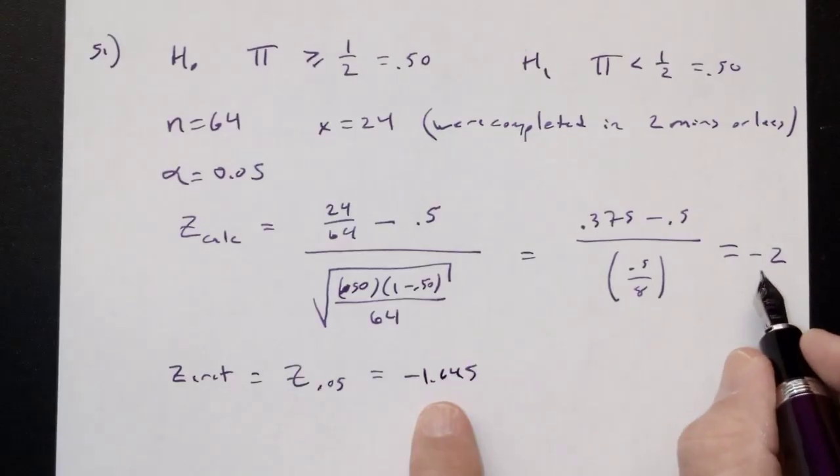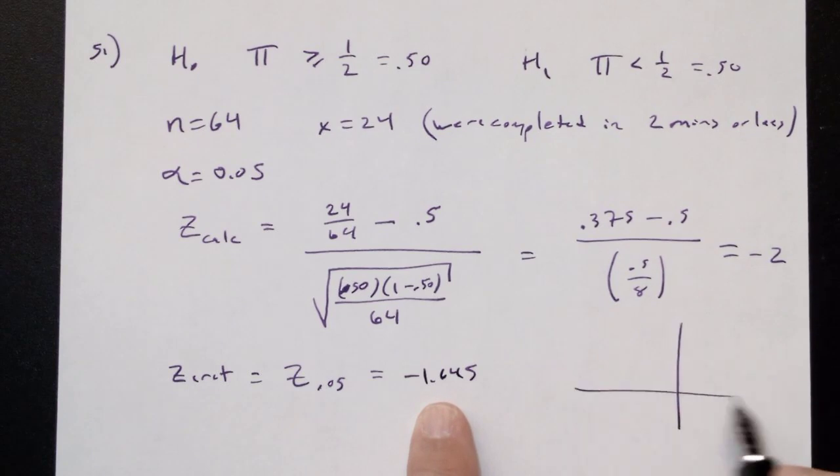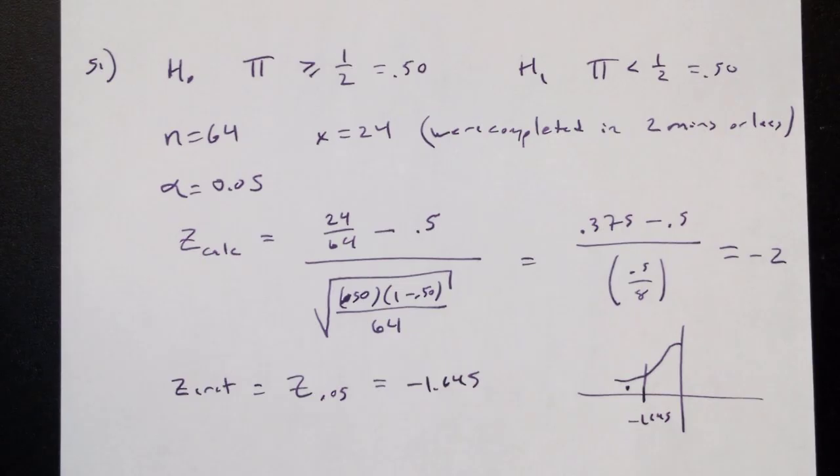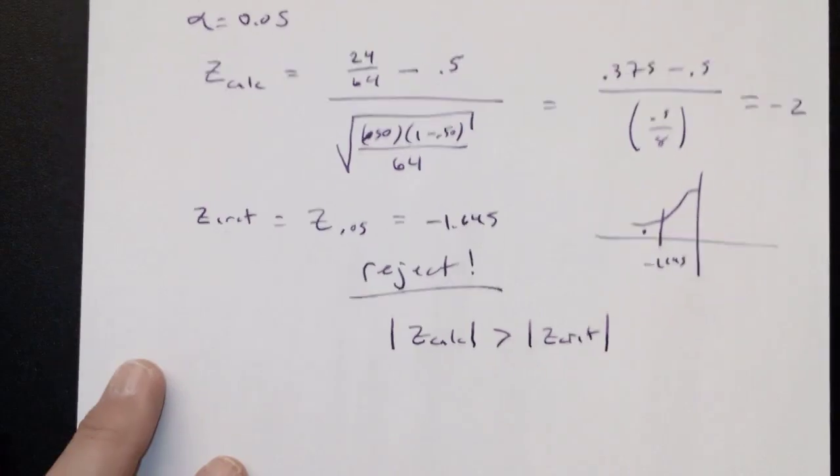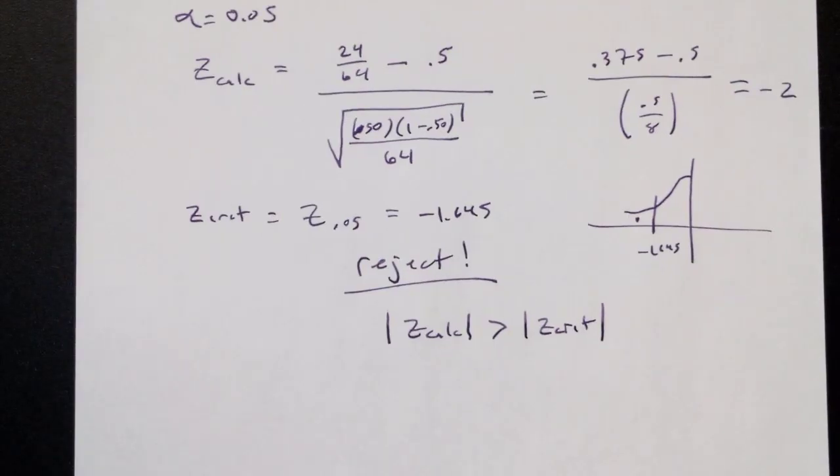Is this number outside this one in a left tail? Negative 1.645, and then my z value is -2. We are in the rejection zone. The absolute value of z calc is larger than the absolute value of z crit. I reject.